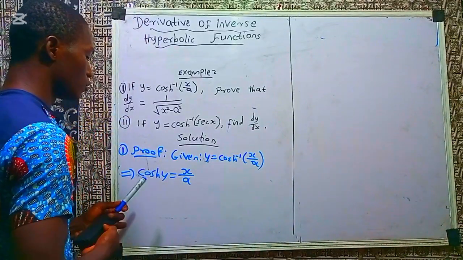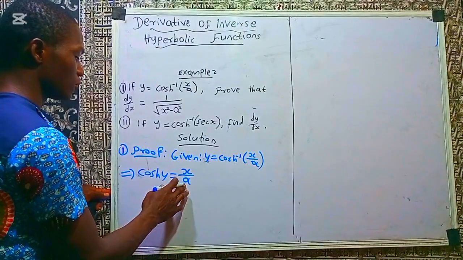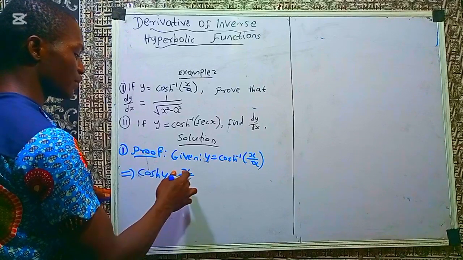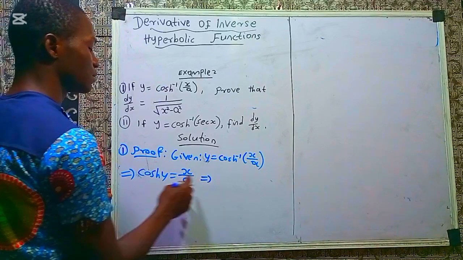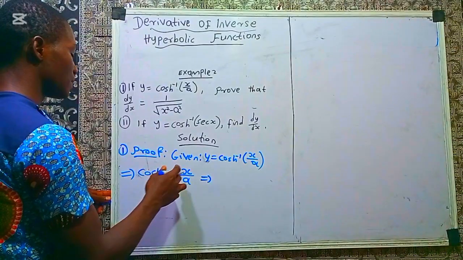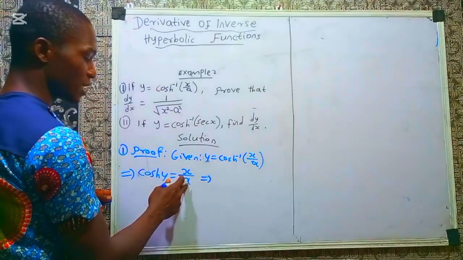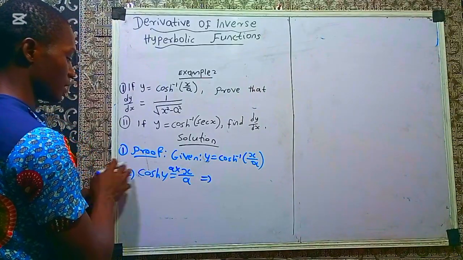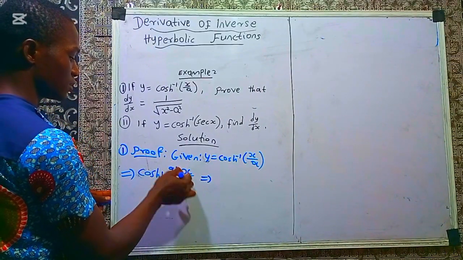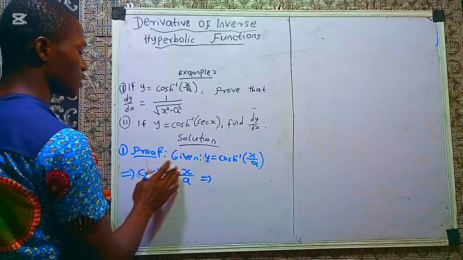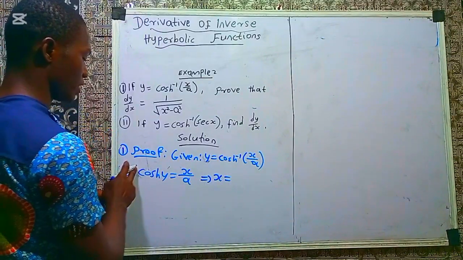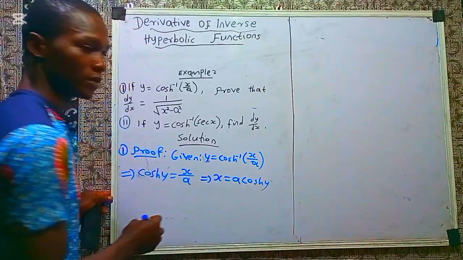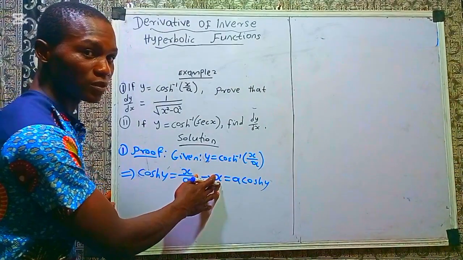Now what do we do? We make x the subject of the formula. How do you make x the subject of the formula? You can cross multiply, or you multiply both sides by this denominator a. Multiply here by a, and a and a will get cancelled. So what will now remain is x equal to a hyperbolic cosine of y, right? So x is now made the subject of the formula.